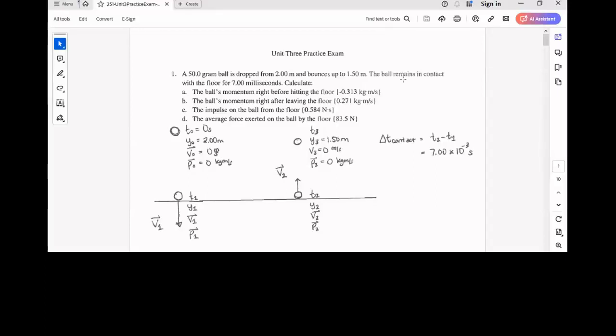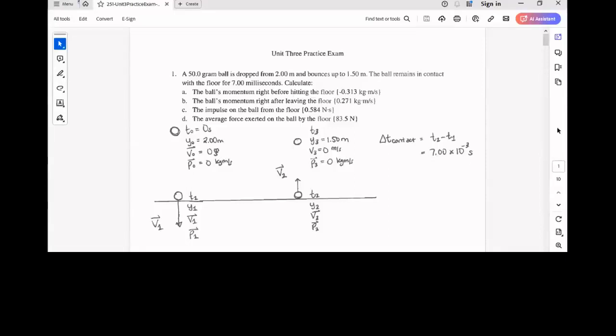A 50-gram ball is dropped from 2.00 meters and bounces up to 1.50 meters. The ball remains in contact with the floor for 7.00 milliseconds. Calculate the ball's momentum right before hitting the floor, right after leaving the floor, the impulse on the ball from the floor, and the average force exerted on the ball by the floor.